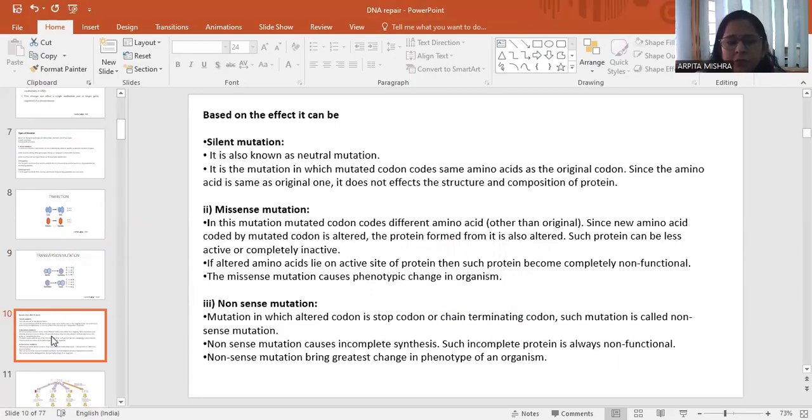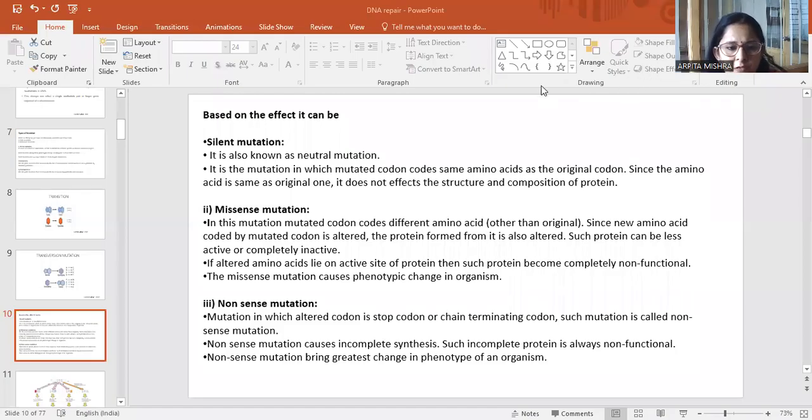Based on the effect, a mutation can be a silent mutation, missense mutation, or nonsense mutation. Silent mutation is also known as neutral mutation. It is the mutation in which the mutated codon codes for the same amino acid as the original codon. So then we call it a silent mutation.